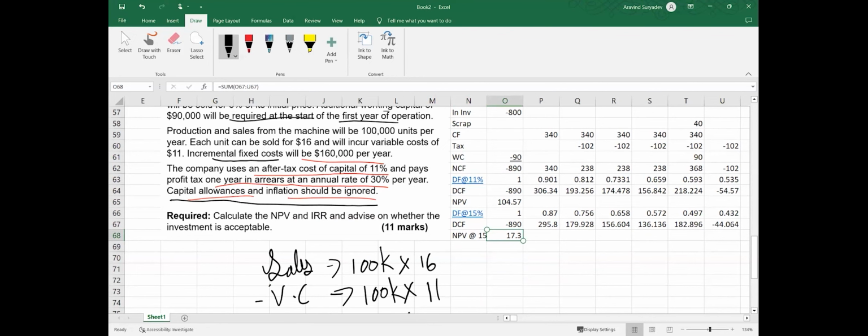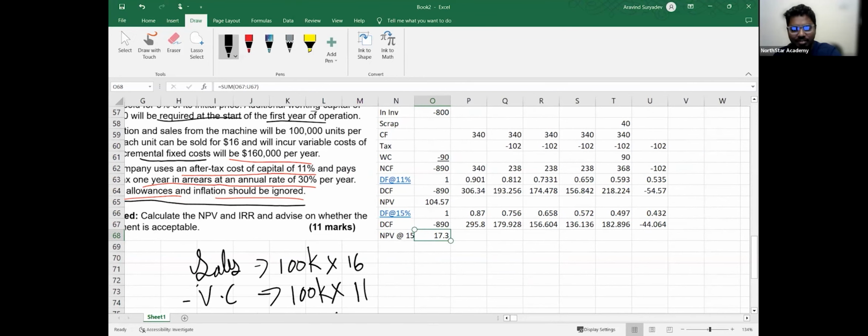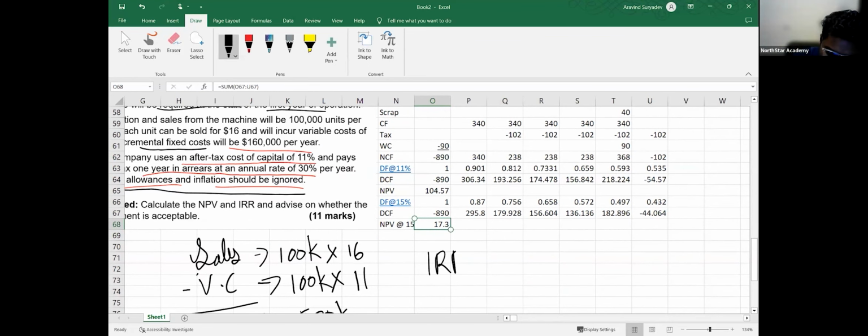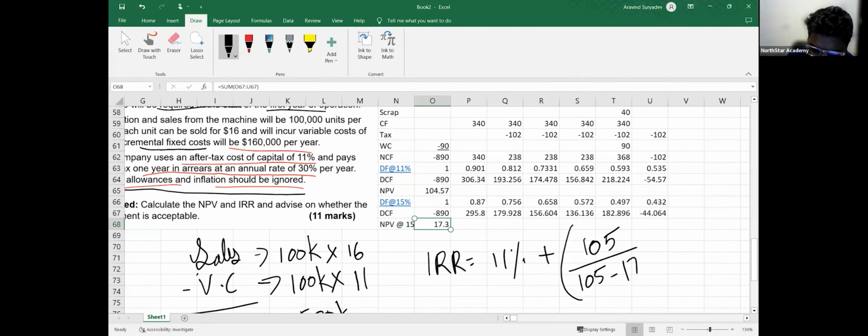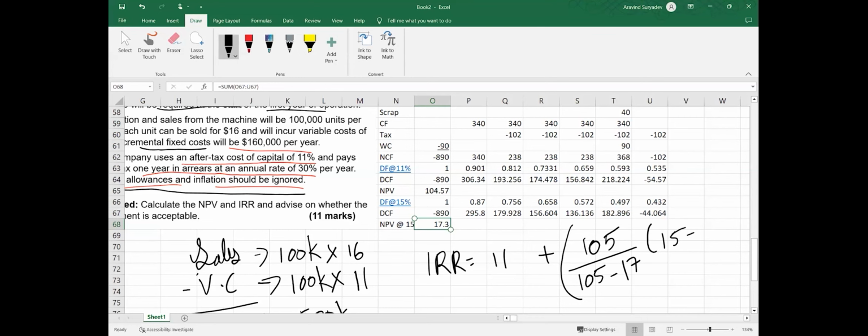Positive. Okay, but let's try IRR. Yeah, it will be a little off. There will be some rounding errors, I'm sure. But let's see if we can get it. So what is the lower rate here, guys? 11%. Plus the NPV of the lower rate, NL, that is 104.57. Can I round it up to 105? Anyway, there is so much rounding. And then 105 minus, we will take 17.3 as 17. Then multiplied by H minus L, that is higher rate minus lower rate. How much is that? 15 minus 11.